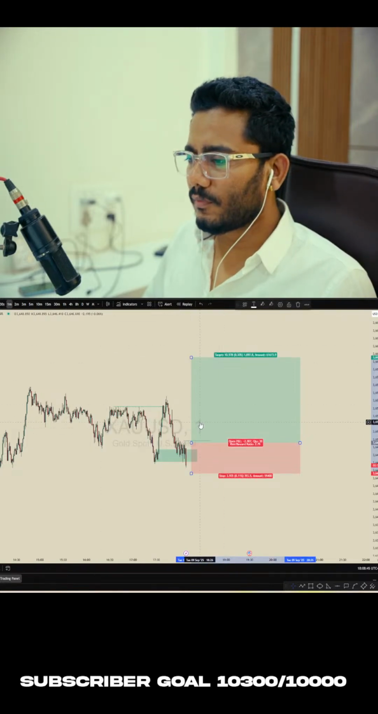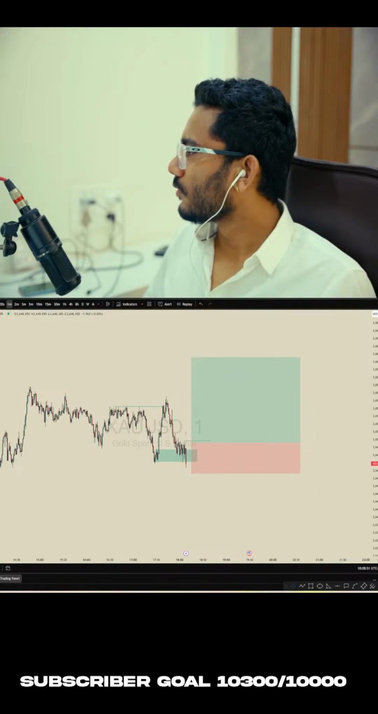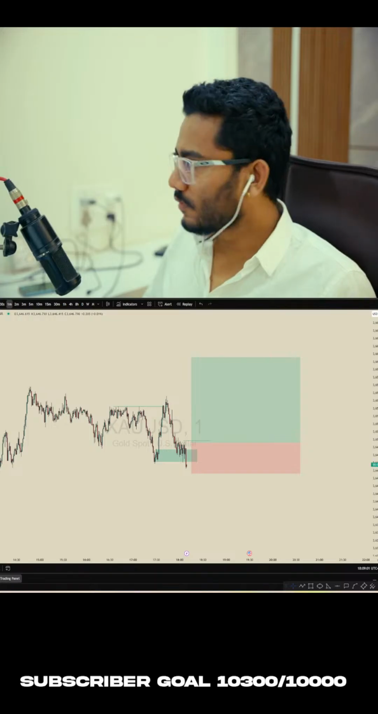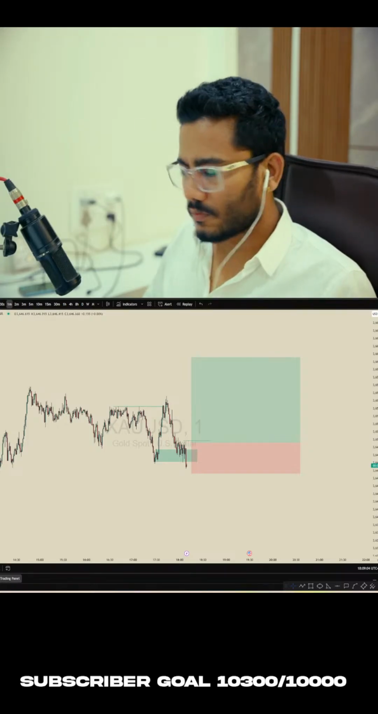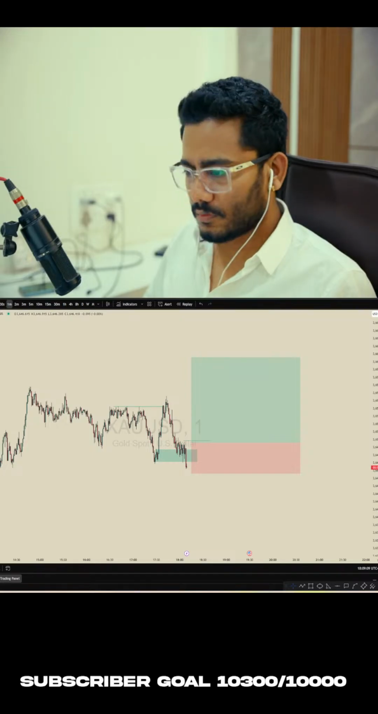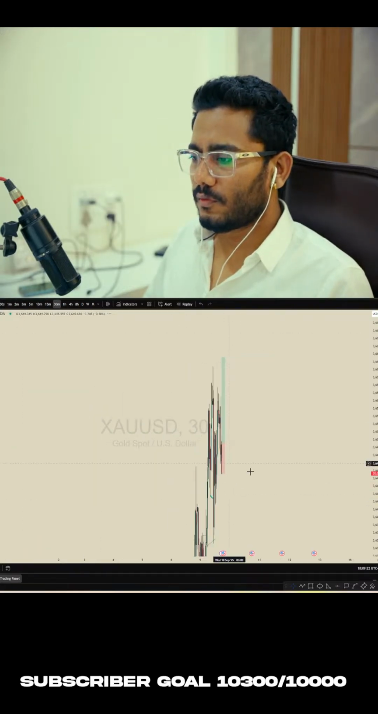Time frame. This is the time frame. This 1 minute is the time frame. I think you can see now.